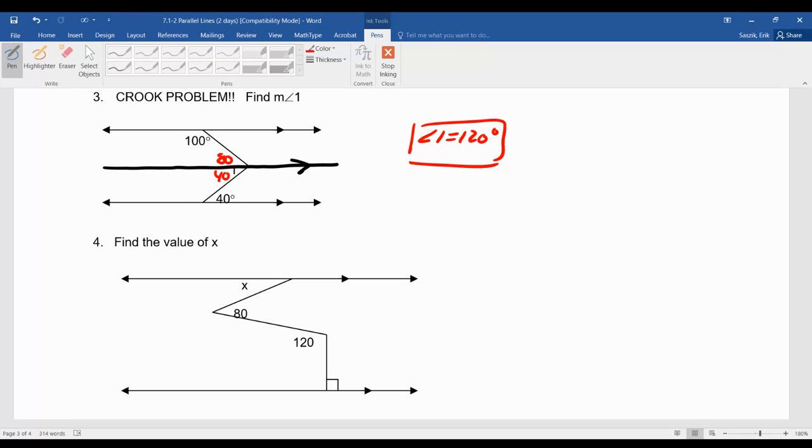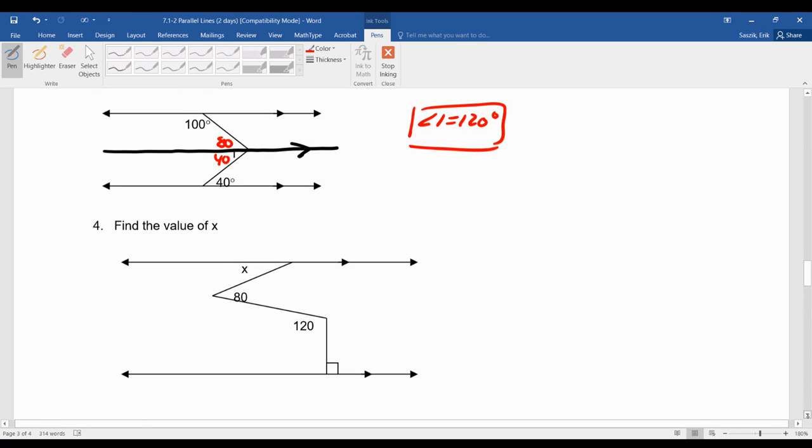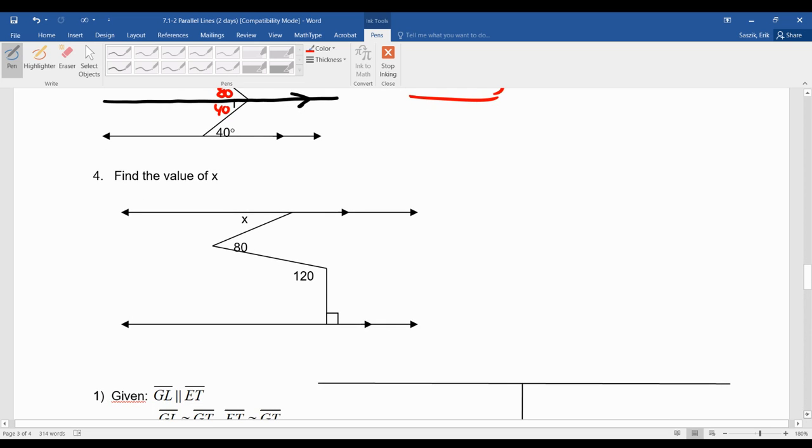You should try the next one yourself, okay? You have to draw on two things here because you have a double crook, right? Try this one yourself, coming up with angle X.